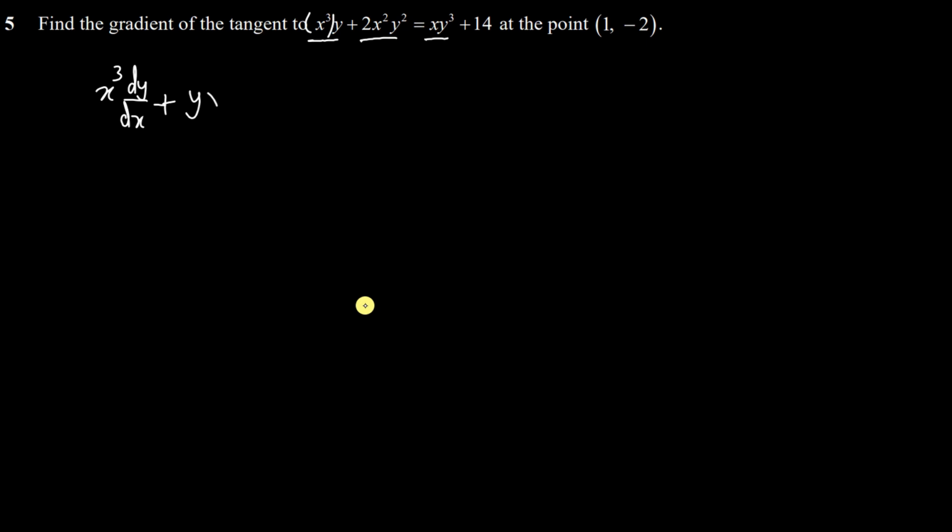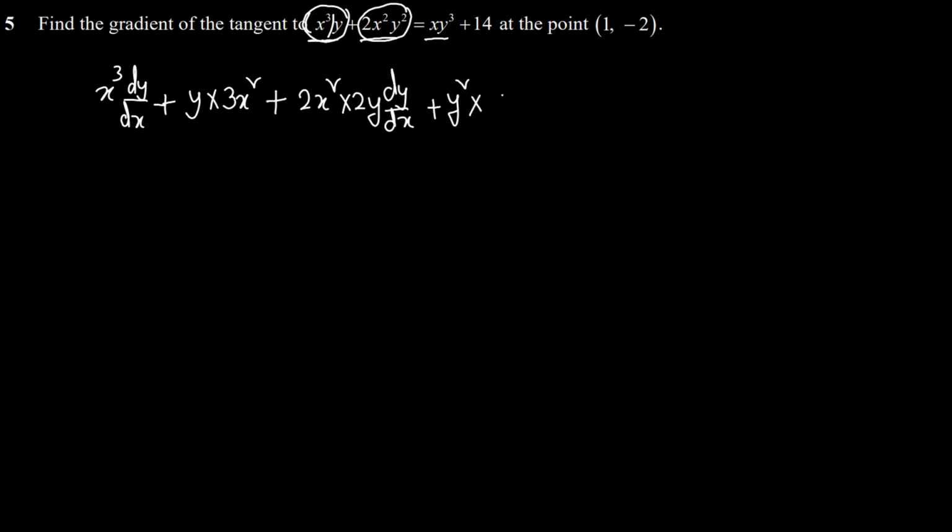Plus y into, if we differentiate x cube, it gives us 3x square. This is the differentiation of the first part. Then plus, for the next part we differentiate 2x square y square, which is 2x square into 2y, then dy by dx, plus y square into 4x. So we split it: 2x square is one part and y square is another part. We need to apply the product rule.